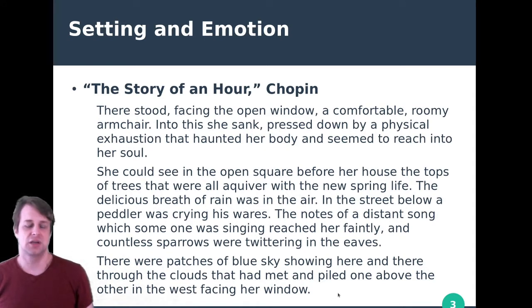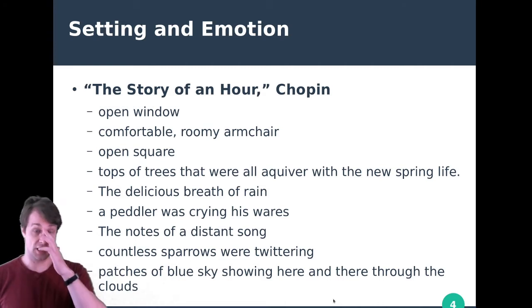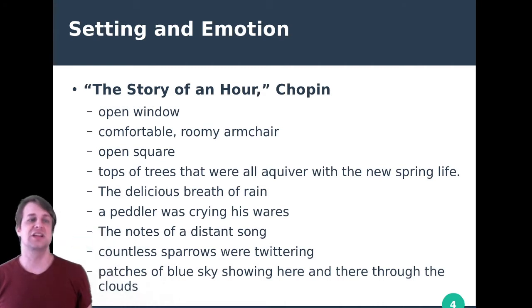So here, Mrs. Mallard has just learned that her husband is dead, or she believes that her husband is dead, and she goes off by herself to her room and does this and sees these things. So I've picked out all of the details from this passage. There's an open window, a comfortable, roomy armchair, an open square outside the window. She sees the tops of trees that are all aquiver with the new spring life. There's the delicious breath of rain in the air. Somewhere a peddler was crying his wares, the notes of a distant song that someone was singing.